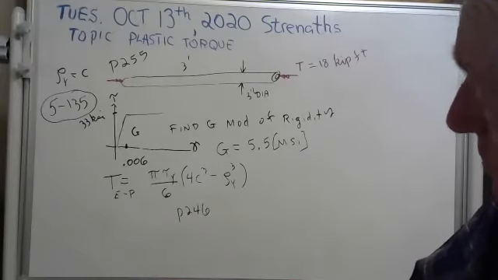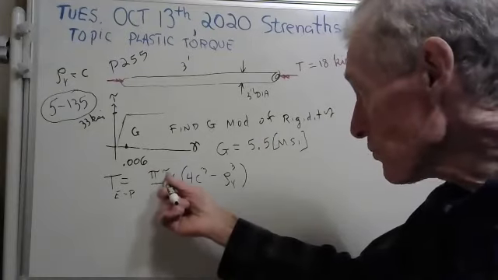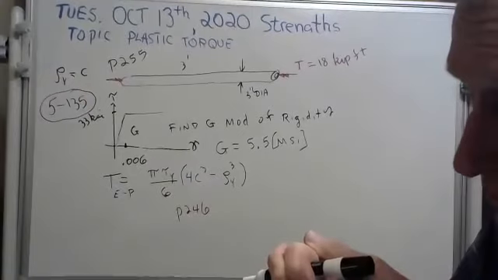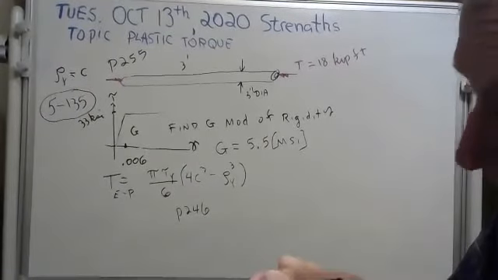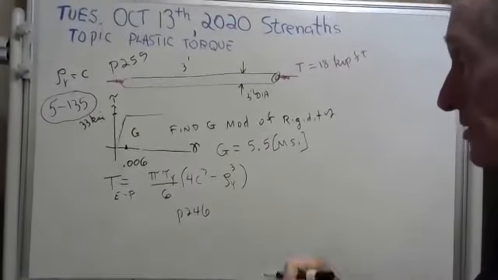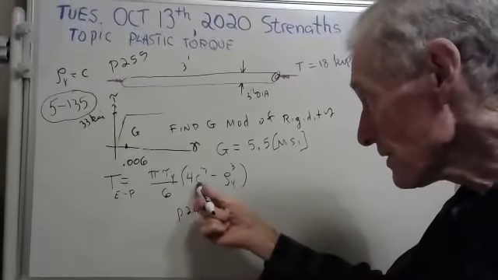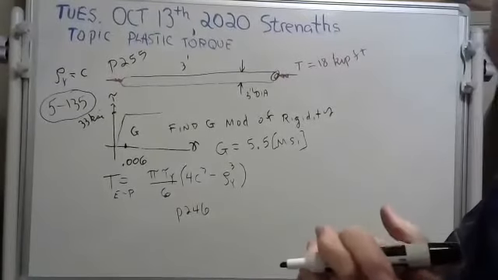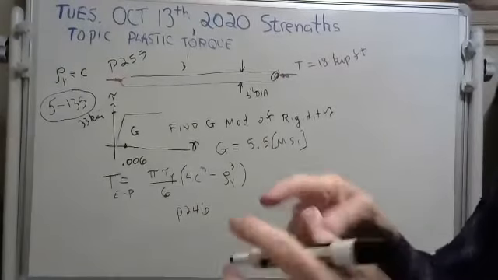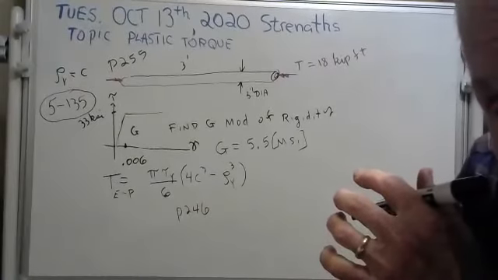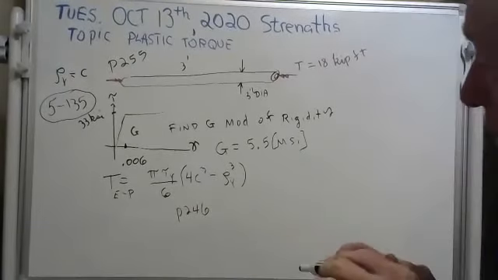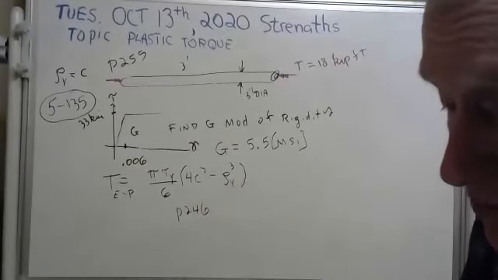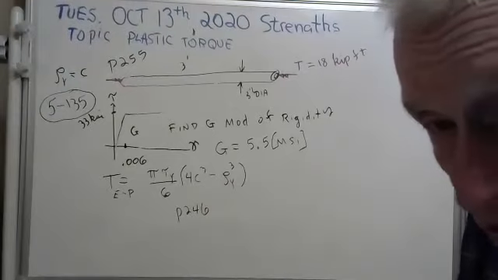And we know what all these symbols mean. This tau sub y, that is the yield strength shear stress. This C here, we know what that is. That C is the maximum radius of your rod. And this rho sub y here, that's the radius of your elastic core.